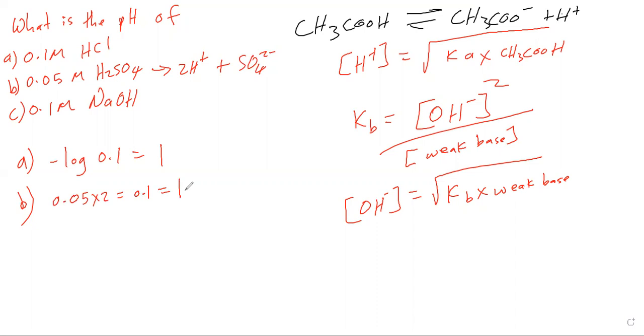And for C, what would you do? Negative log 0.1. You get 1. Then you would subtract it from 14 to get the pH, because that is a pOH. Exactly right. This is sodium hydroxide, a base, so what you just calculated is, as Kat said, pOH. So pH is 14 minus pOH, which is 14 minus 1. So that would be 13.